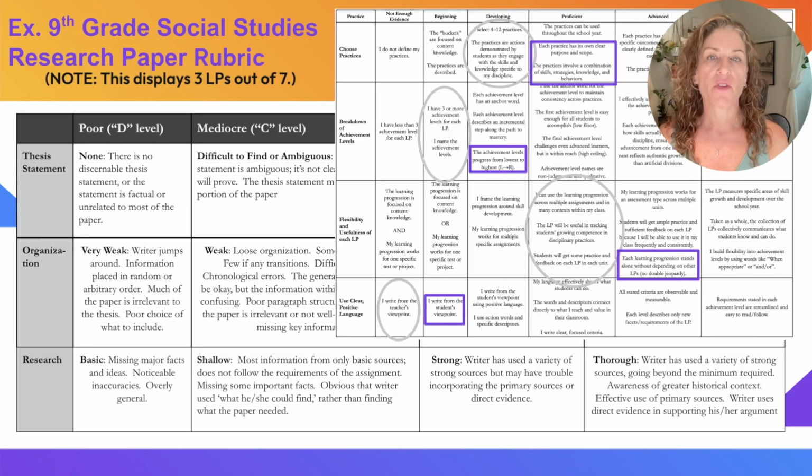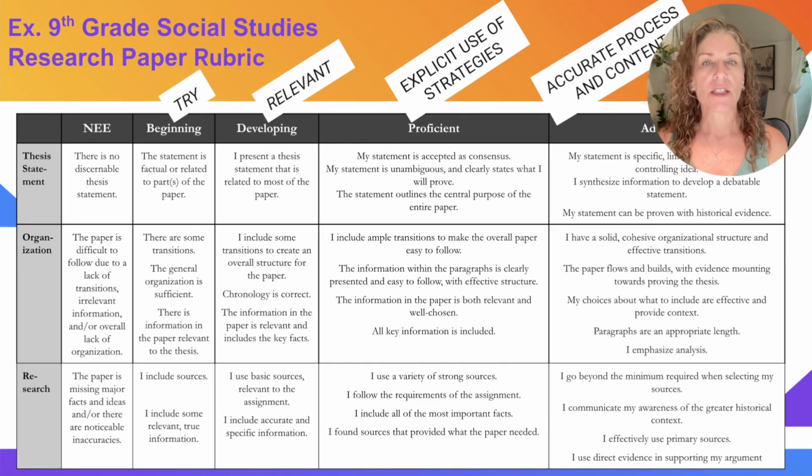Here are my thoughts: developing, beginning, proficient, and not enough evidence. The purple boxes represent where I felt the author was constrained and what I would suggest to fix first. Here are the revisions that the teacher made as we worked on this together.